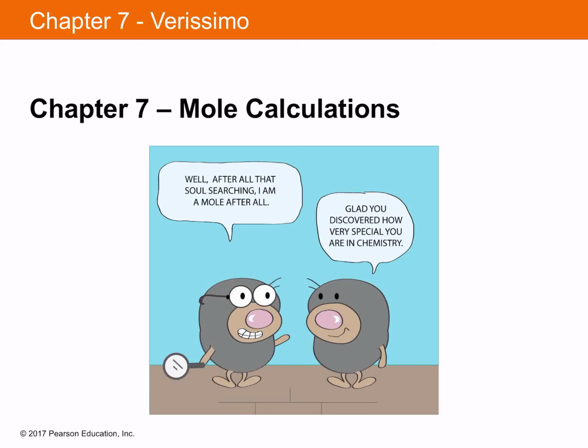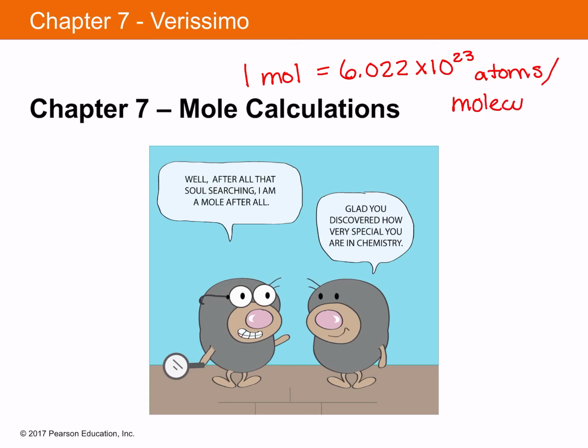So where we left off last time is that we learned that 1 mole is equal to 6.02 times 10 to the 23rd particles, right? And so I've got this Apple pencil here. I'm going to try and be able to write on these slides. 1 mole is equal to 6.02 times 10 to the 23rd, either atoms or molecules, right?